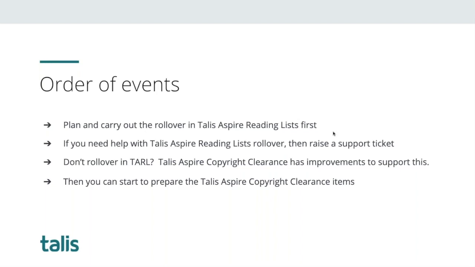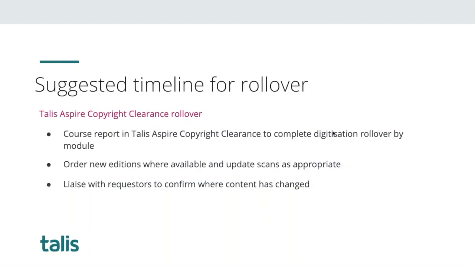Because Talis Aspire copyright clearance has some improvements to support this workflow, and that came out a couple of years ago now. So you can start to prepare your Talis Aspire copyright clearance items. So the suggested timeline would be to run a course report in Talis Aspire copyright clearance and complete rollover module by module, and there's a reason we recommend that, and I'll go into that in just a second.